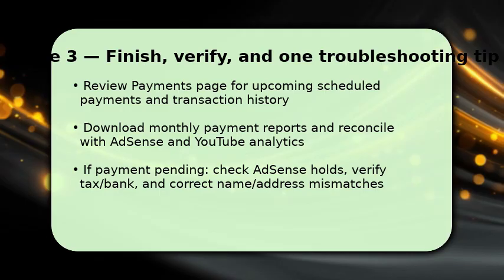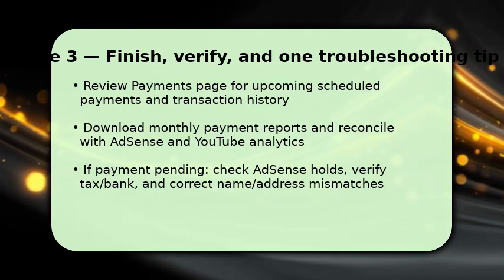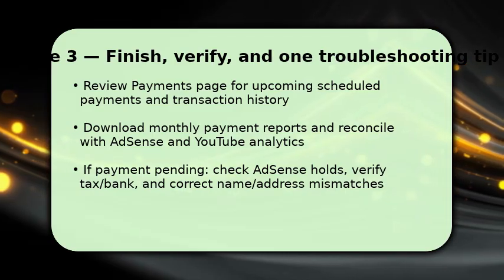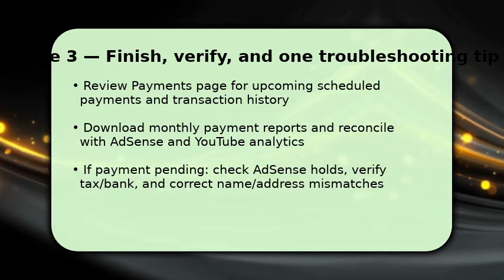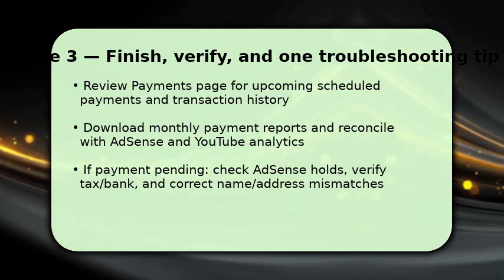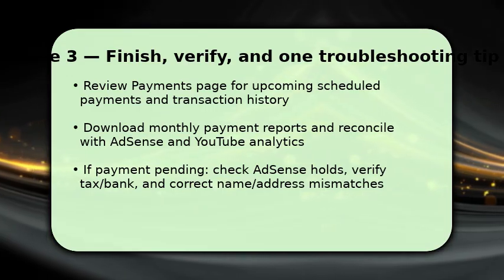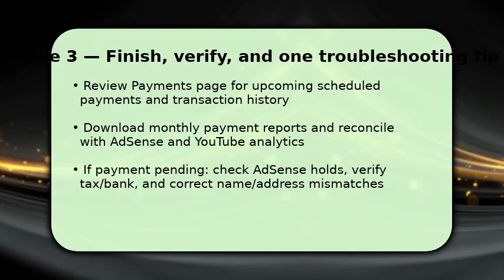If you see a pending or held payment, first check AdSense for alerts. Often the issue is an unverified bank, missing tax form, or name/address mismatch. If those are correct, contact Google support. Otherwise, correct the field, re-verify, and expect release on the next payment cycle.